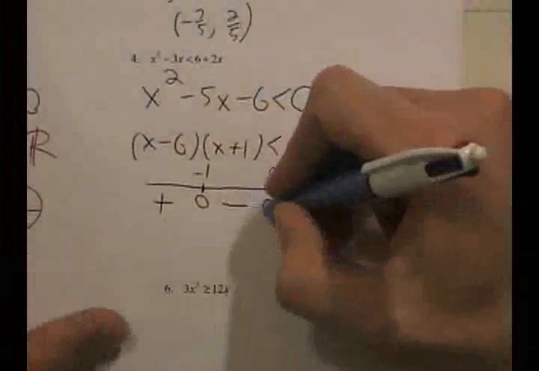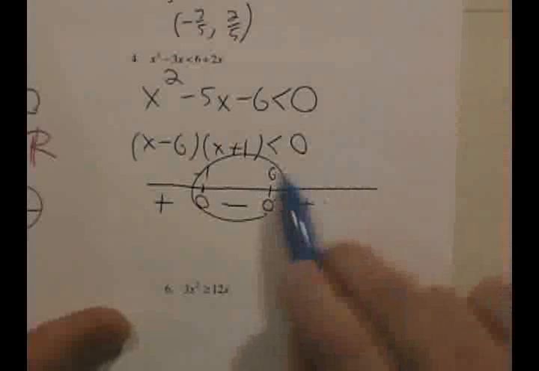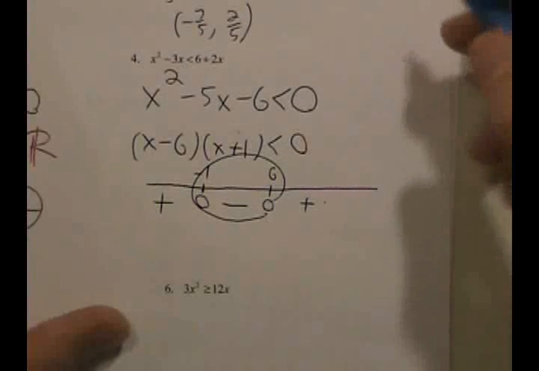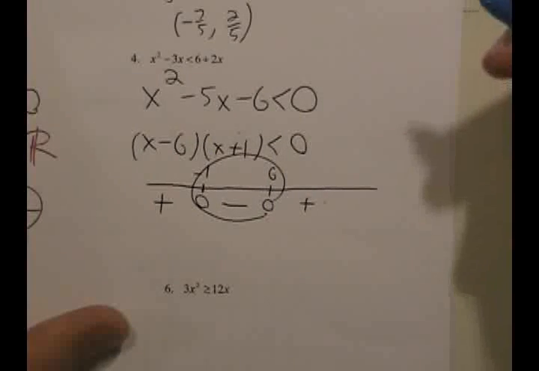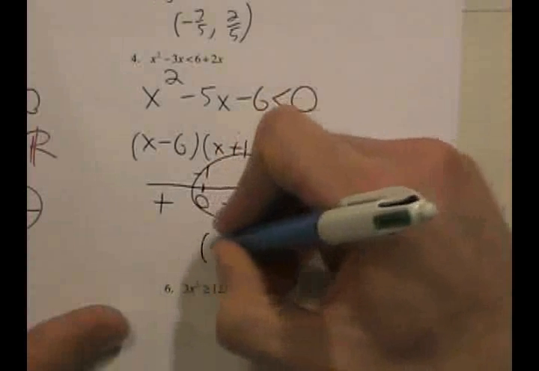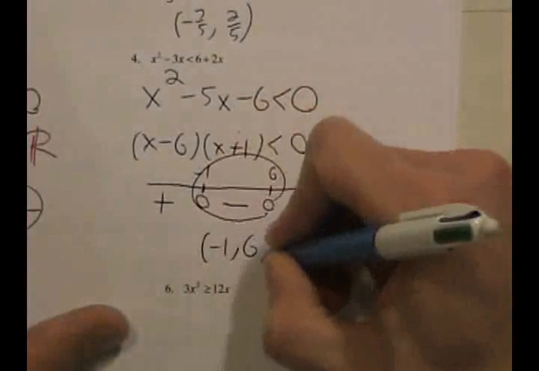So we want the numbers that are between minus 1 and 6, because that's where we want less than 0. So the solution is x is between minus 1 and 6, and if you want it in interval notation, minus 1, comma 6.